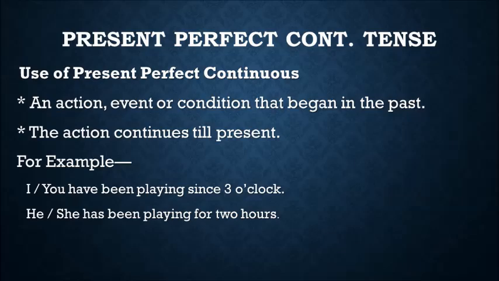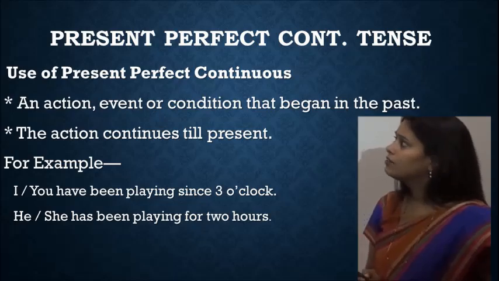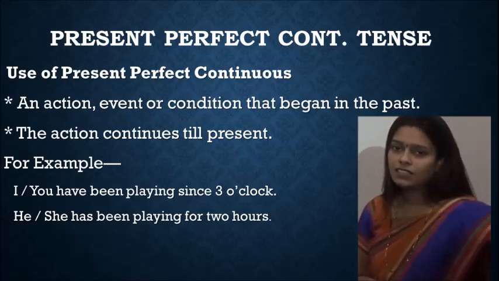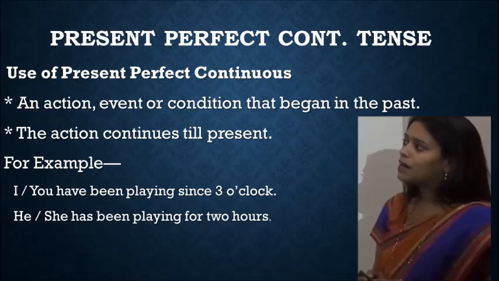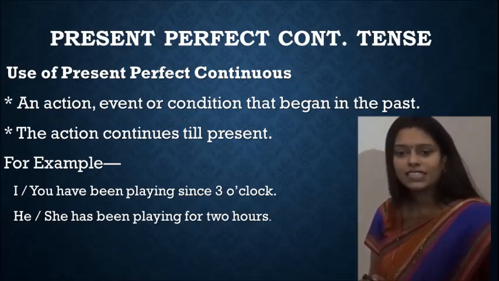Now present perfect continuous tense. What is the difference between present perfect and present perfect continuous tense? Once you talk about present perfect, it tells you any action that actually began or started in the past and continued till the present, or it may have ended. Whereas in present perfect continuous, as the word itself suggests, it is progressive. That is an action or event or condition that began in the past. Emphasize on this point: began in the past, but the action continues till present.